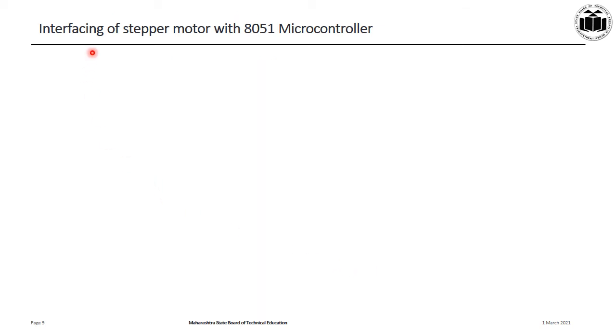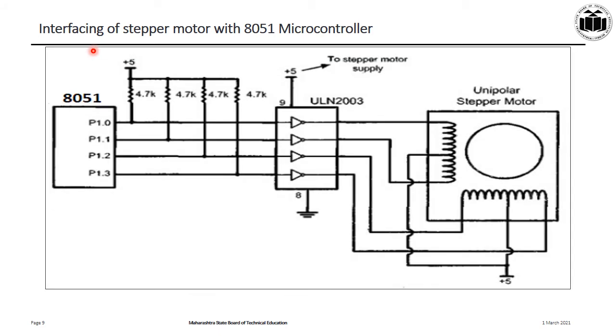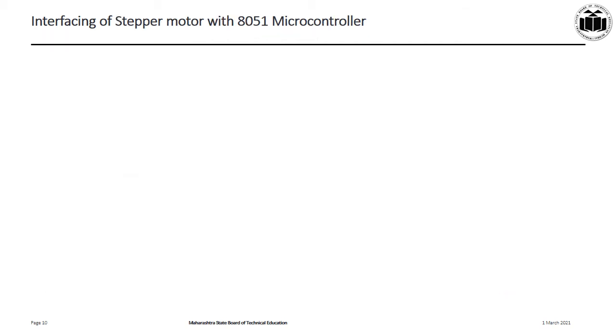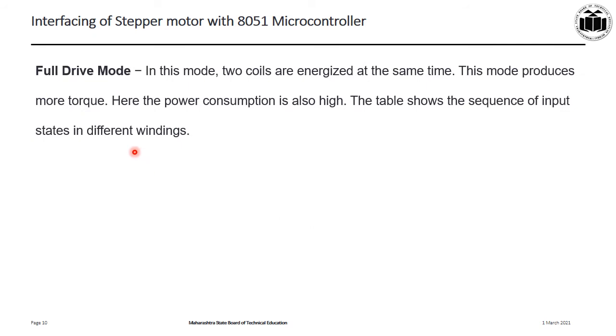Let us sketch the interfacing of stepper motor with 8051. So this is microcontroller 8051. On port 1, the ULN 2003 driver IC is connected. The 4 windings are connected to the IC and the common wire is connected to supply. Now there are two modes. The first one is full drive mode.